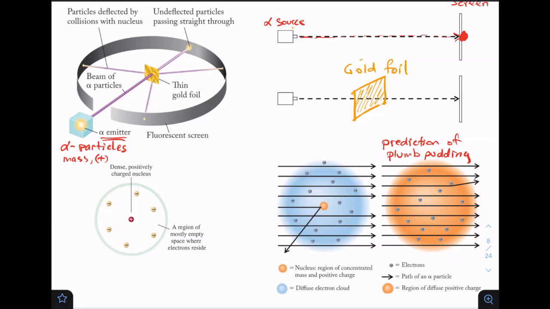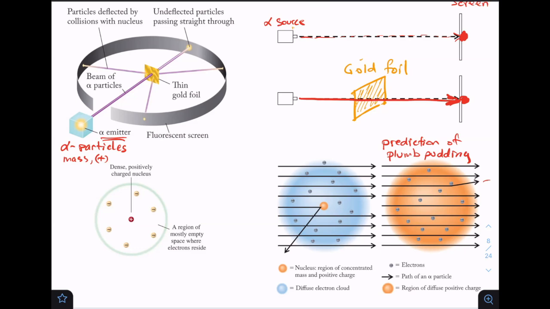Right, so that's what's kind of shown here. You've got one that's deflected just a little bit, but for the most part, they're going straight through. And when they did that experiment, that's pretty much what they found. They found that most of the particles went straight through and hit the screen on the other side as if nothing was there at all. Right, so that observation is consistent with the plum pudding model.